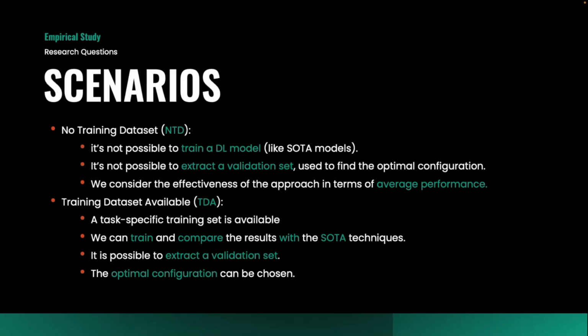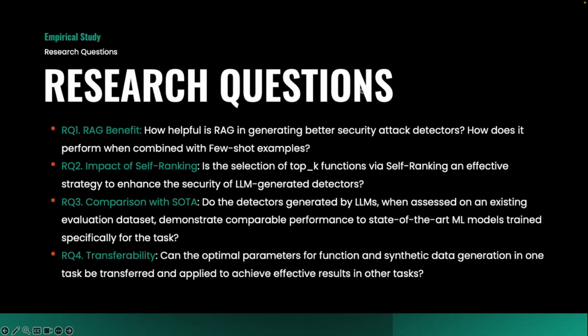we just observe the average performance to understand if our method on average improves the performance. The other one is the training dataset available. Here we have a task-specific training set for every task that we are considering. So basically, we can train a deep learning model like the SOTA ones, and we can compare our results with the state-of-the-art techniques. It's also possible to extract a validation set. That means that we can find the optimal configuration, doing a sort of fine-tuning of the parameters for the LLM, selecting the optimal configuration.